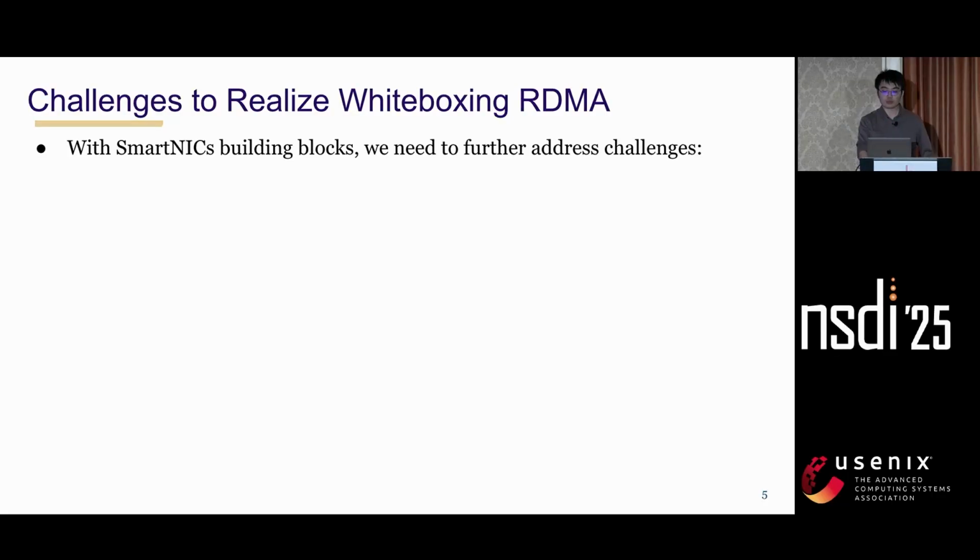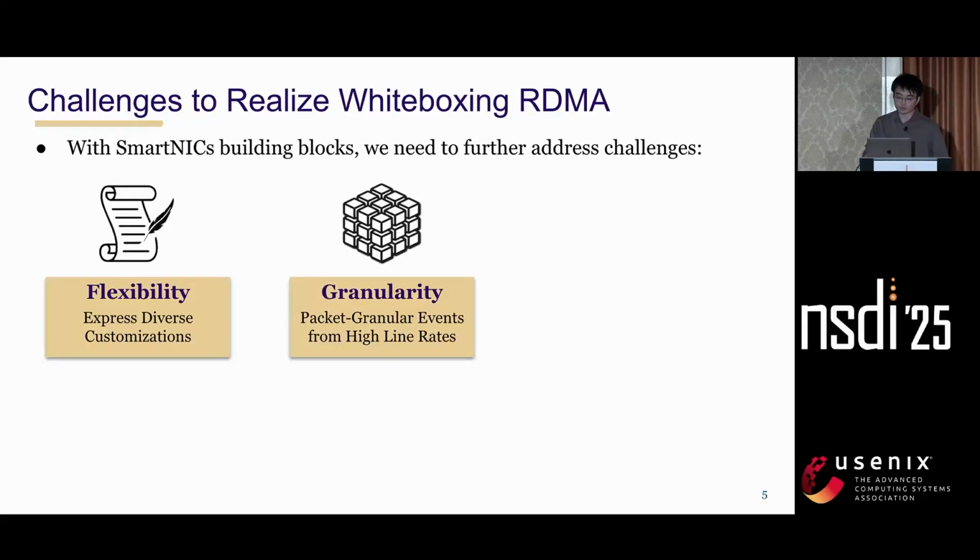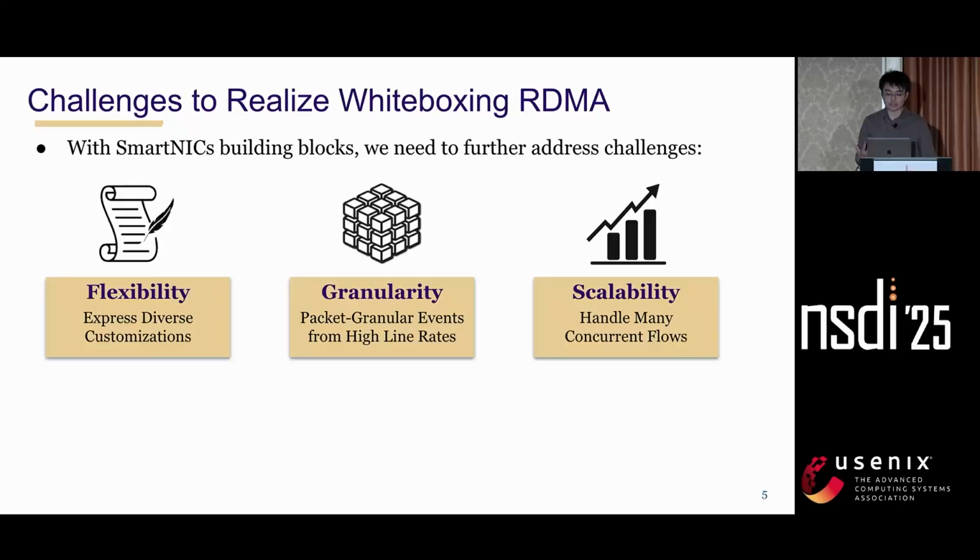Although we have SmartNICs providing some beautiful building blocks, we still have some challenges to realize the vision of white-boxing RDMA. First one is flexibility. We aim to express diverse control actions over the same framework that rely on various control signals and different control laws. How can we use one framework to express most of the control functionalities? Second one is granularity. We aim at supporting fine-grained control. However, for high-speed line rates, packet-granular events are also high-speed. Boosting efficiency is very important. Third challenge is scalability. We need to handle multiple concurrent flows over the same framework.